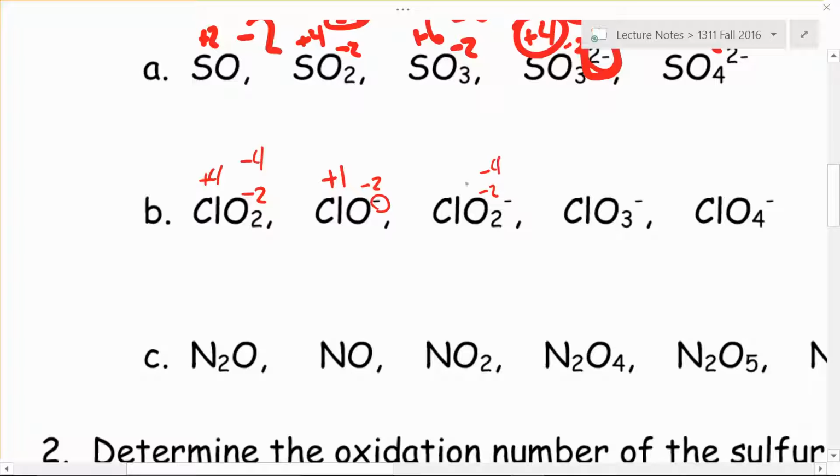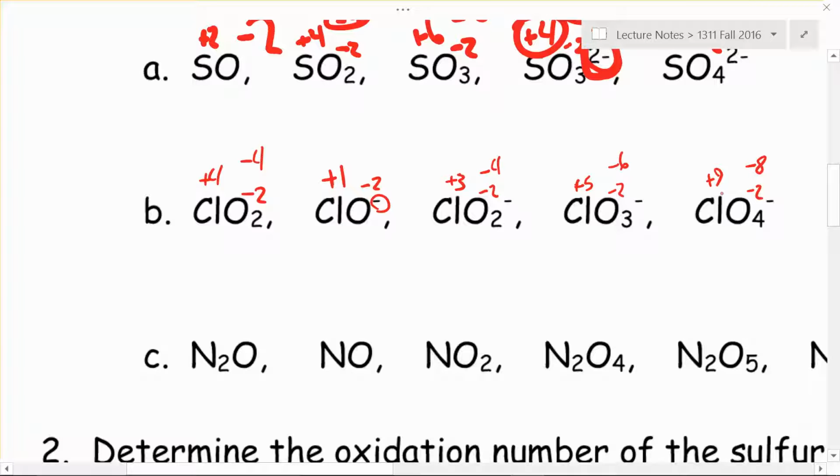-2, -4. What's the chlorine? +3. -2, -6. What's the chlorine? +5. -2, -8. What's the chlorine? +7. Okay? So do you see the difference between perchlorate, chlorate, chlorite, and hypochlorite? It's the oxidation state of the chlorine.